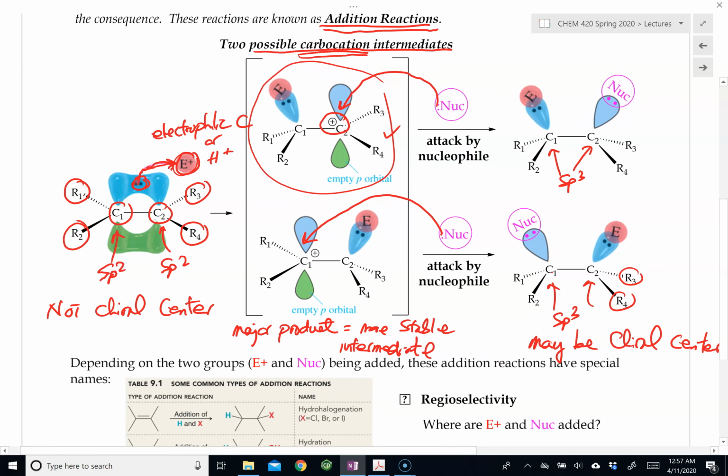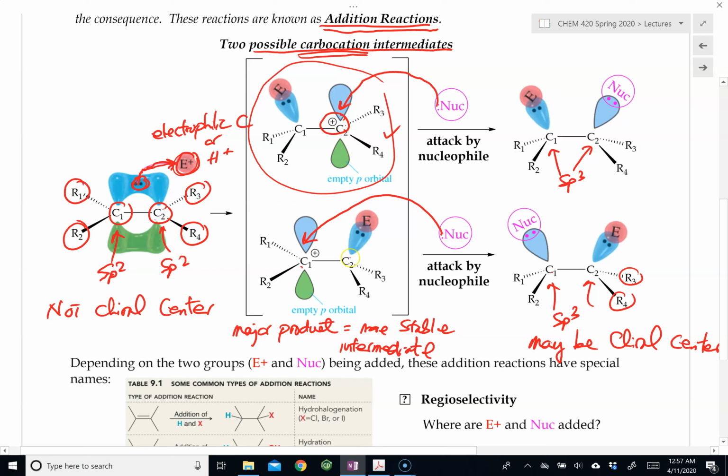So let's go over the steps again. First, because the alkene is rich in electrons, it can attack something that is a good electrophile, which can be an electrophilic carbon or a proton. As a consequence, the alkene itself becomes a carbocation and therefore a good electron acceptor. If we have a reagent in the reaction mixture that can serve as a nucleophile, the nucleophile will be able to add to either carbon 1 or carbon 2, depending on which carbocation intermediate forms.